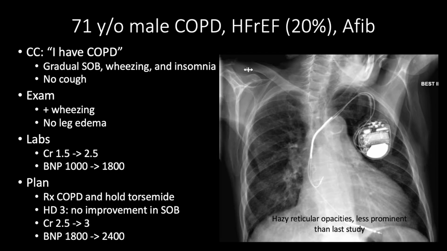Well, after treating for COPD and holding the torsemide, by hospital day 3, there had been no improvement in this patient's shortness of breath, and the creatinine continued to rise during this time, as well as the BNP. At this point, I was called for a volume status consult to help weigh in and see where is this patient's volume. Is this a pre-renal or cardiorenal picture? Is this shortness of breath due to COPD or CHF?